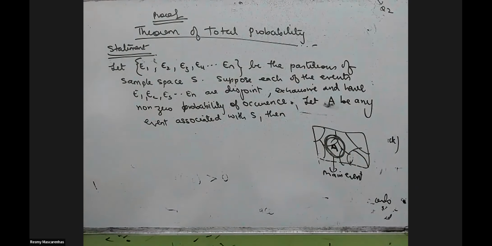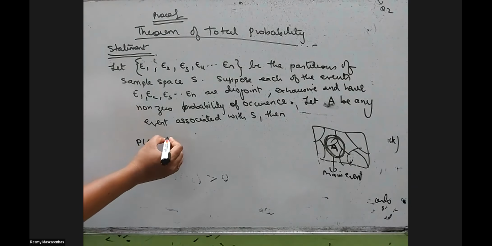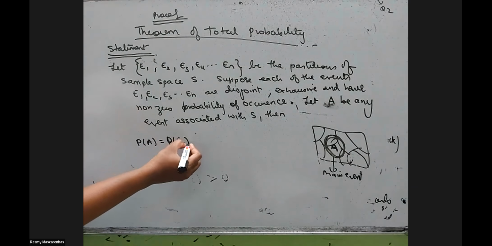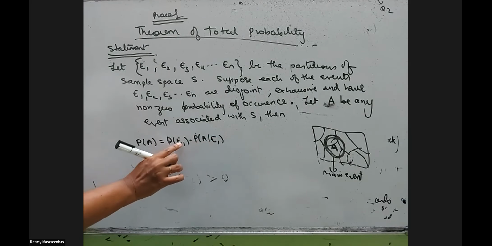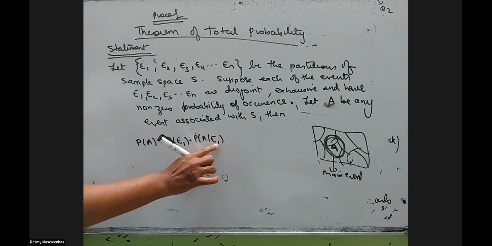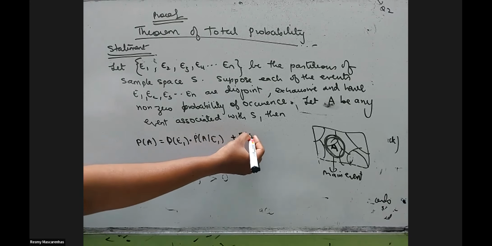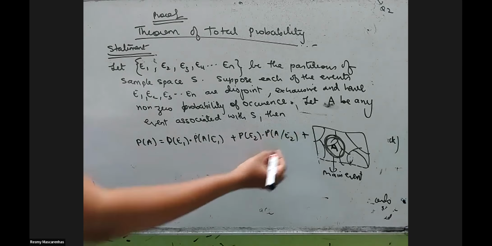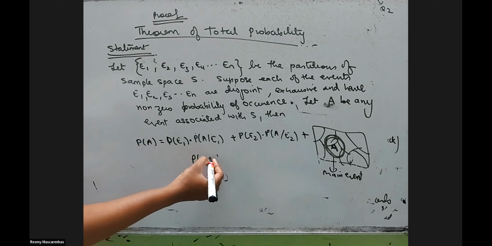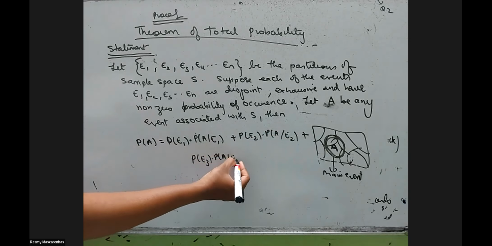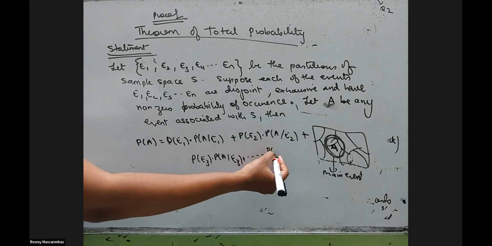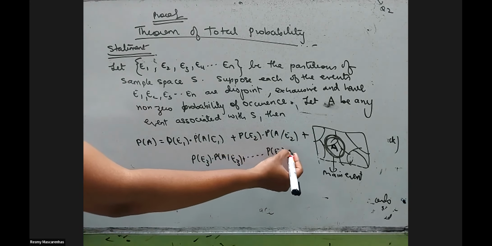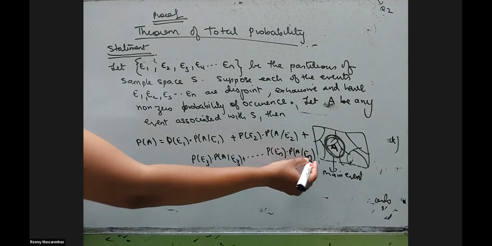And it is given as P of A... you have to apply the multiplication theorem. If I'm using E1, this E1 will go to the denominator here. Then if I'm using E2, just write this in the denominator. Same way, P of E3 will be P of A upon E3. Same way, P of En will be P of A upon En. So this is the statement.